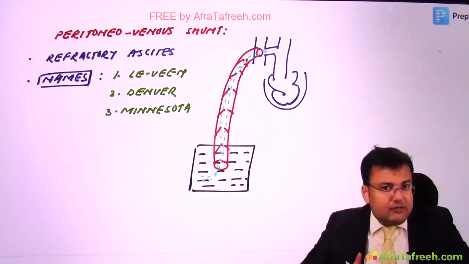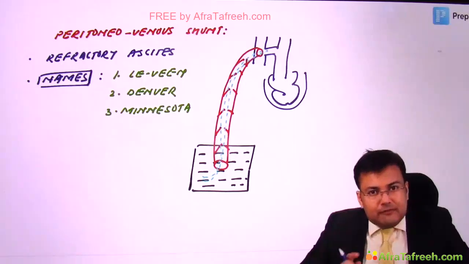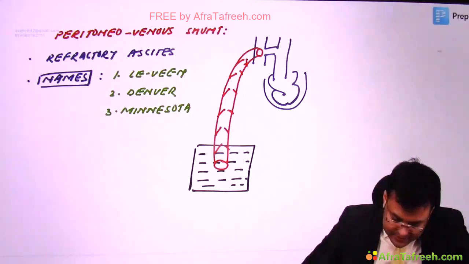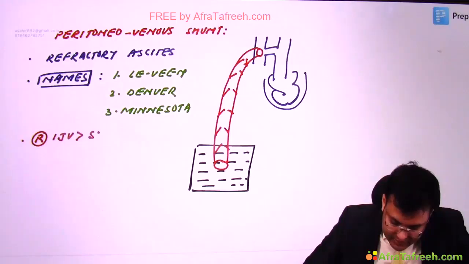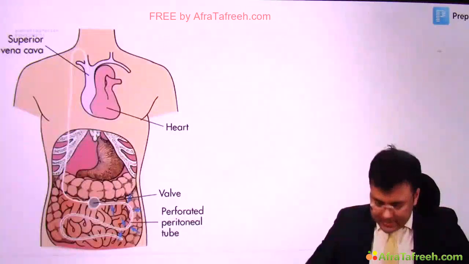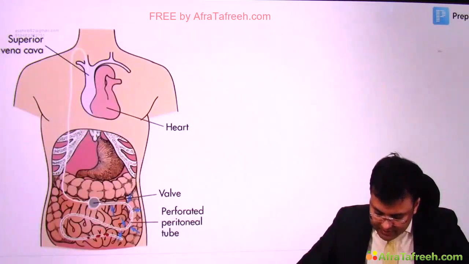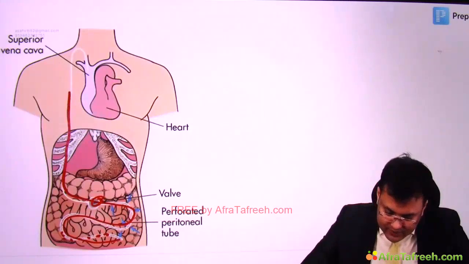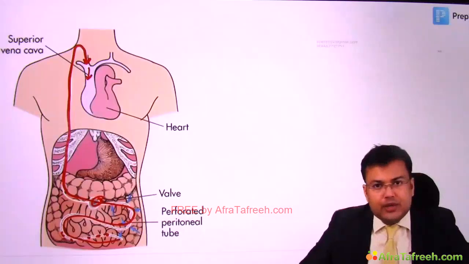Clear? So the question which was asked in AIIMS, that which vein is preferred in peritoneovenous shunt? So here the preferred vein is right internal jugular vein and the alternative is superior vena cava. So here you can see the diagrammatic representation. Can you see this shunt with multiple openings, and there is a valve, and here this ascitic fluid is going into this shunt and finally entering into right internal jugular vein or sometimes superior vena cava.